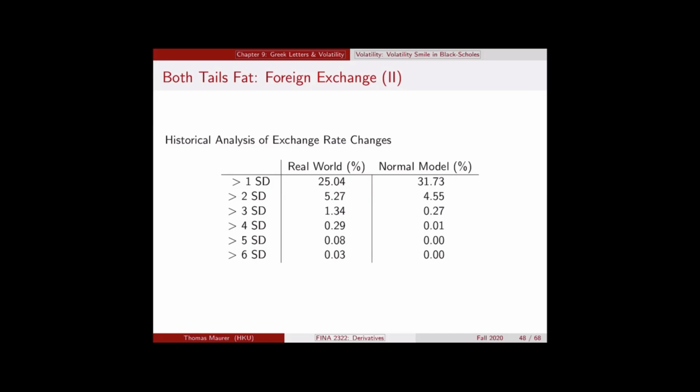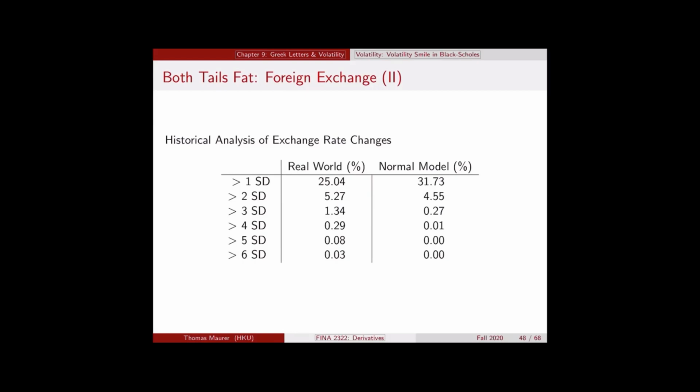For return realizations between 4 and 5 standard deviations away from the mean, under a normal distribution that can happen, but not very often, only 0.01% of the time. We actually observe about 0.29% of the time, so almost 30 times as often as it should happen. If you also look at returns between 3 and 4 standard deviations away from the mean, that should happen less than 0.3% of the time, but we see it happen 1.3% of the time, so more than 4 or almost 5 times as often.